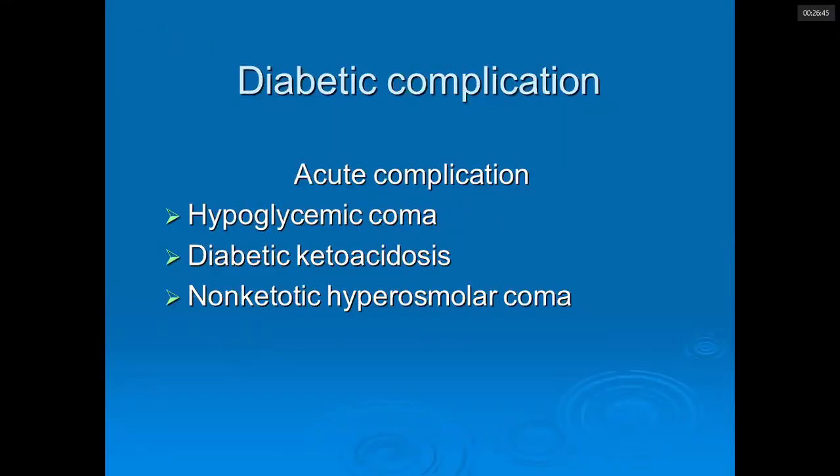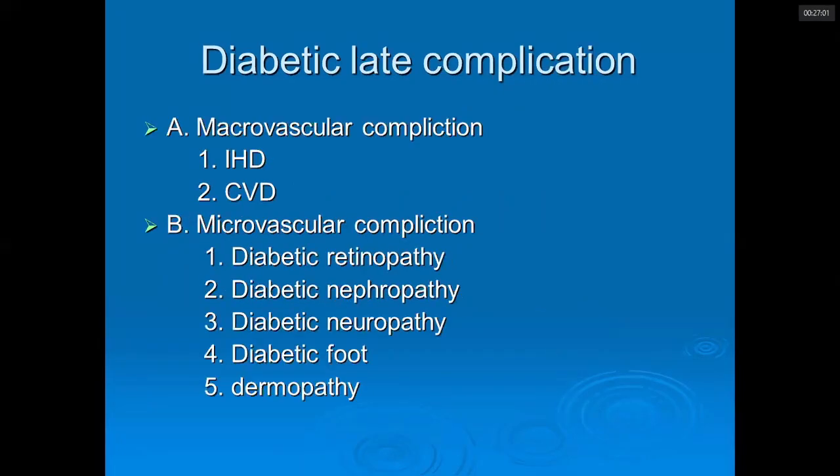Acute complications, I think, need a different lecture. We have hypoglycemic coma, diabetic ketoacidosis, and non-ketotic hyperosmolar state. And diabetic late complications: we have microvascular complications, ischemic heart disease, and cerebrovascular disease, and macrovascular complications, diabetic retinopathy and diabetic nephropathy, diabetic neuropathy, and diabetic foot and dermopathy.